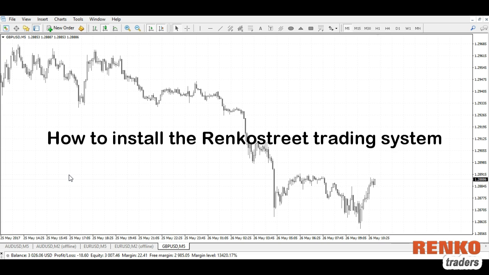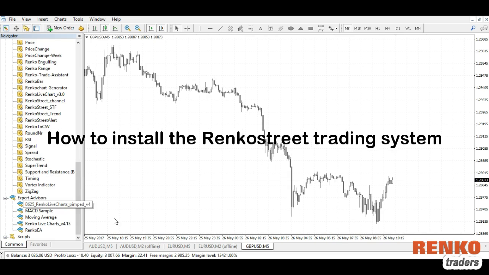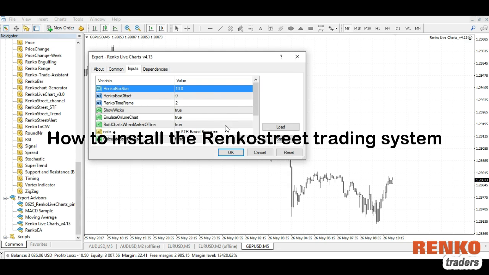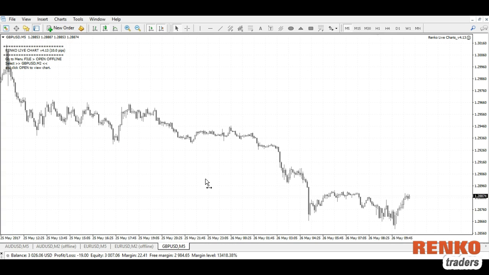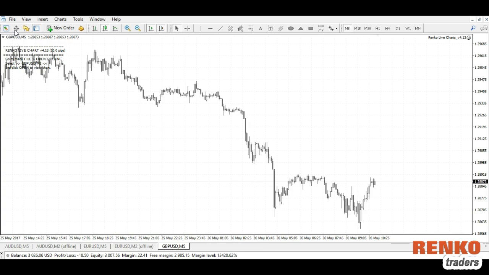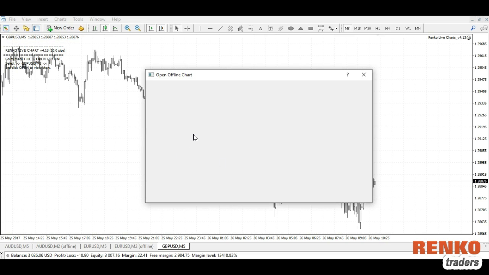So in this demo, I'm going to show you how to install the Renkostreet Trading System. I have a GBP USD 5-minute chart, and I'm going to my expert advisors, and I'm setting up a 10-pip Renko chart. I click OK, and I've got the confirmation here to open the offline charts. So I'm going to go to the GBP USD 2-minute chart time frame, where I have a 10-pip Renko chart that's populating.